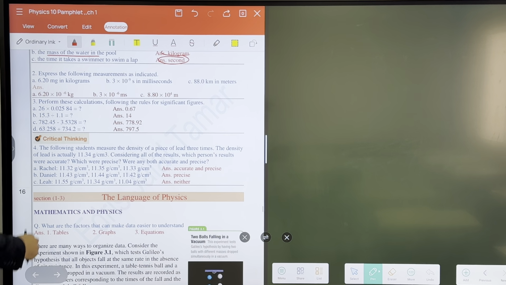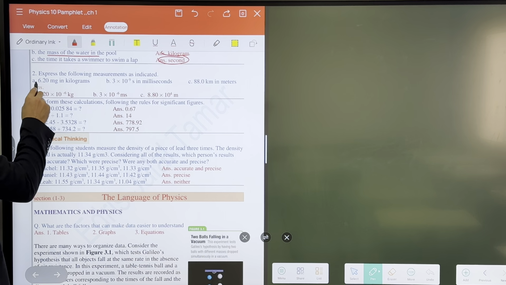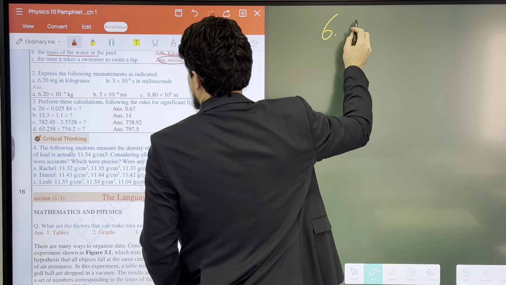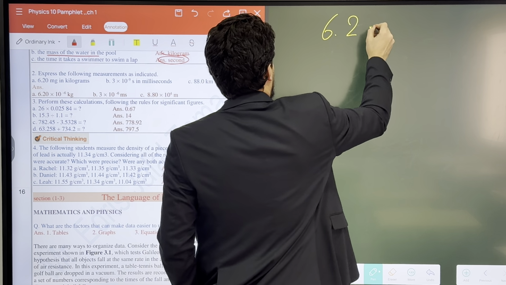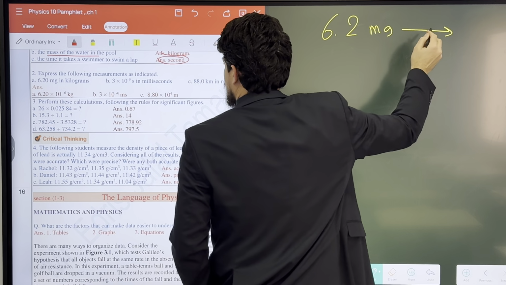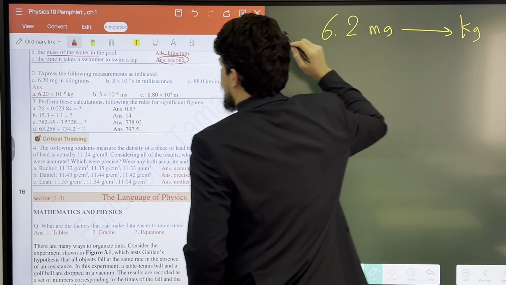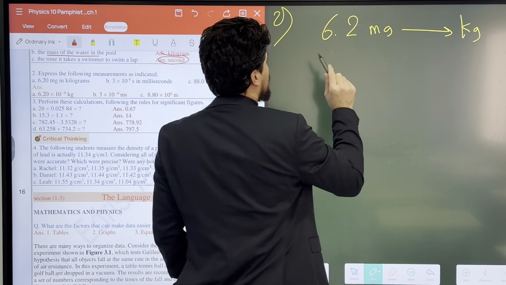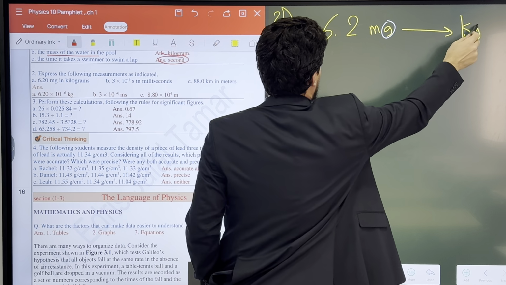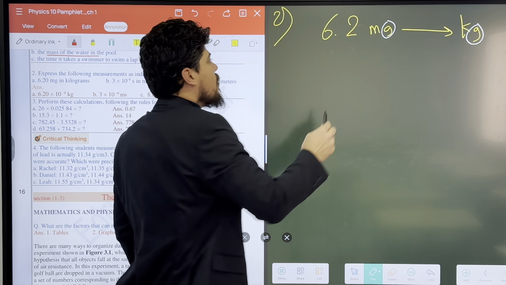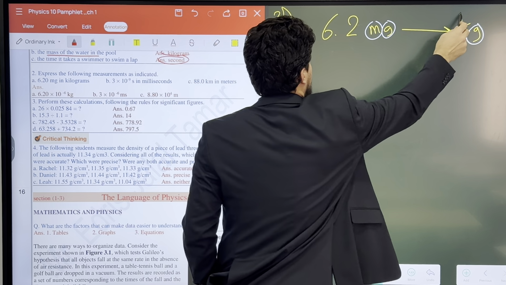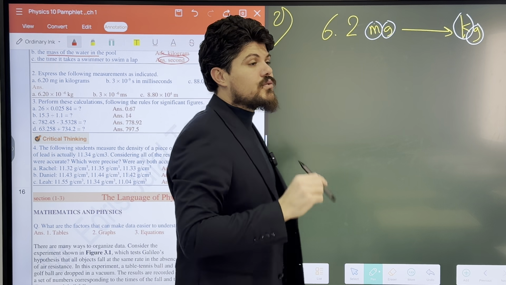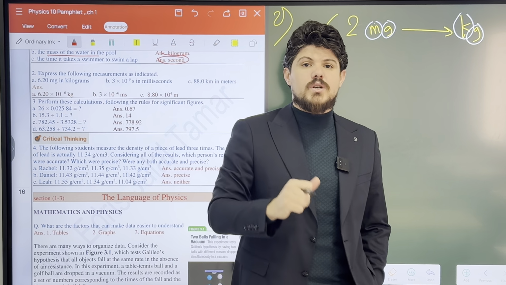Express the following measurements as indicated. 6.2 milligram in kilogram. This is a prefix question. Look at question 2, guys. How can you convert 6.2 milligram to kilogram? At first, you have to keep in mind the quantity here is mass. What is this M? Milli. What is this K? Kilo. How many prefixes do we have? 2 prefixes. Because we have 2 prefixes, as I told you, you have to solve this question in 2 steps.